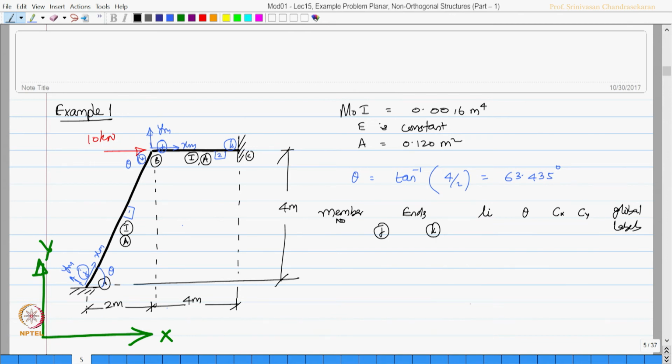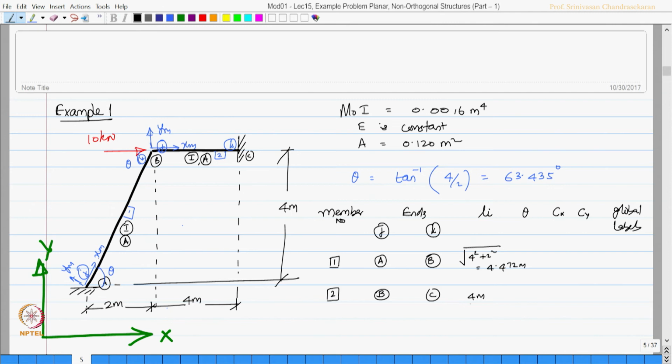For member number 1, jth end is at A, is it not? Kth end is at B. For member number 2, jth end is at B and kth end is at C. The length of the member AB, which is inclined, will be square root of 4 square plus 2 square, which will be actually equal to 4.472 meters. The length BC is simply 4 meters.